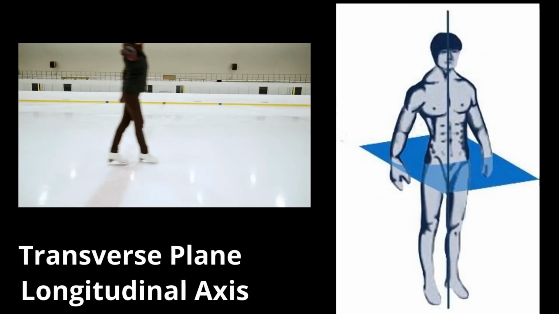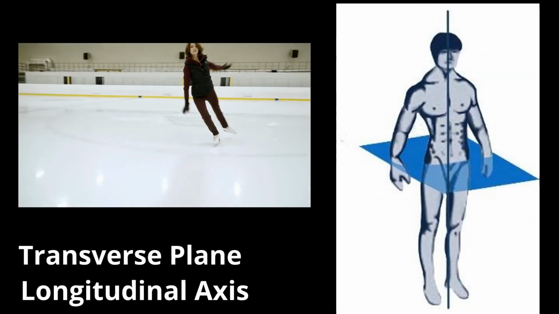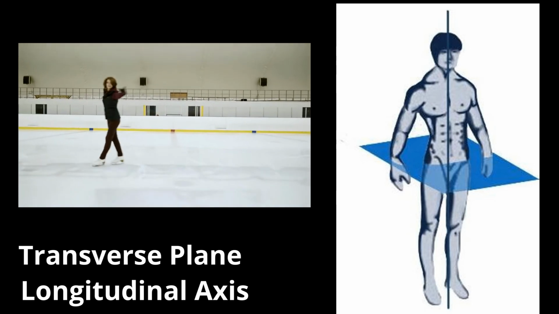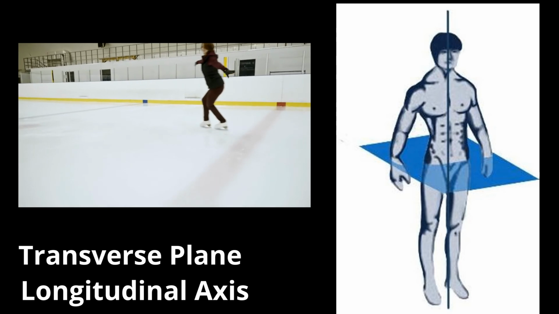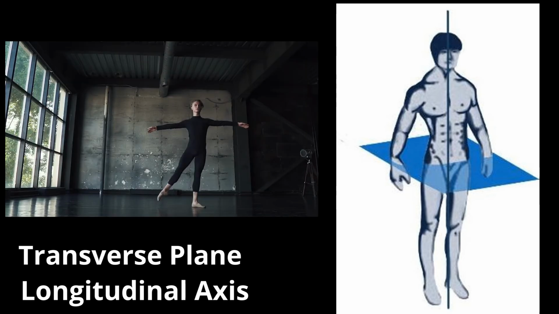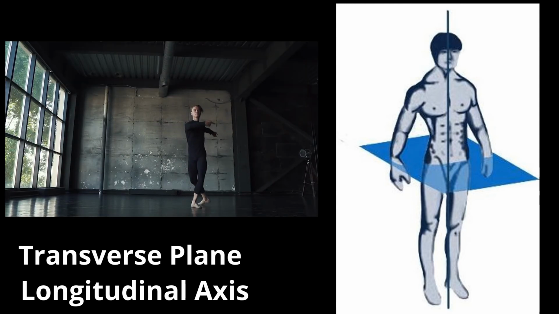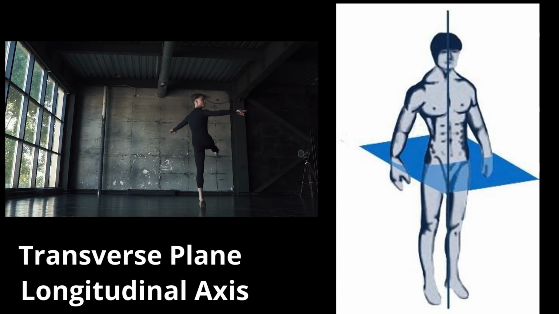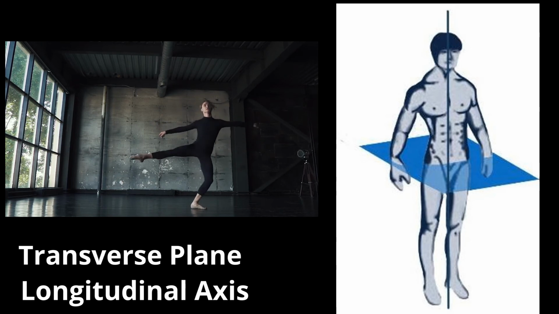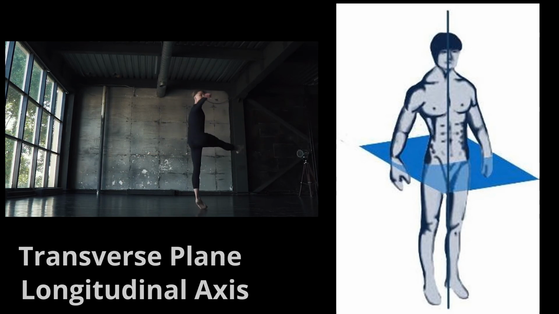The transverse plane works alongside the longitudinal axis. The longitudinal axis runs through the body as a vertical line. If we were to rotate around the longitudinal axis, then spinning would occur. A hammer throw or a twist jump in ice skating are examples of sporting actions that take place around the longitudinal axis.